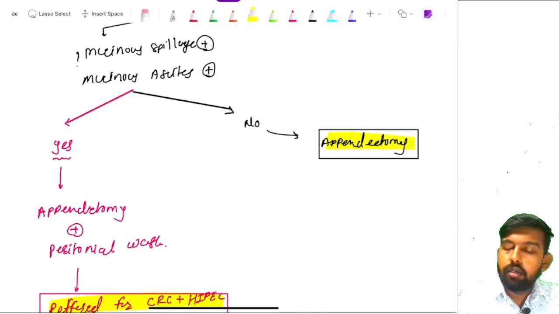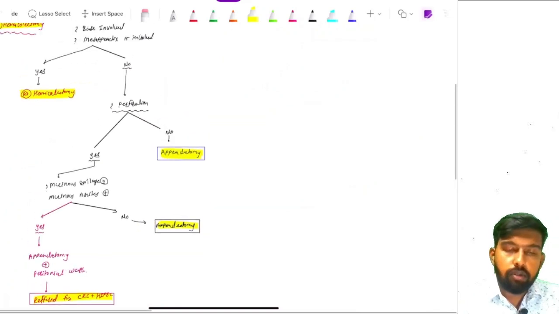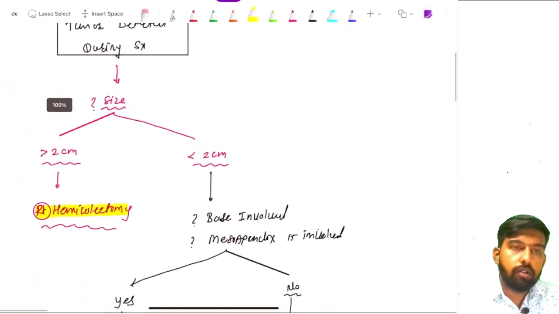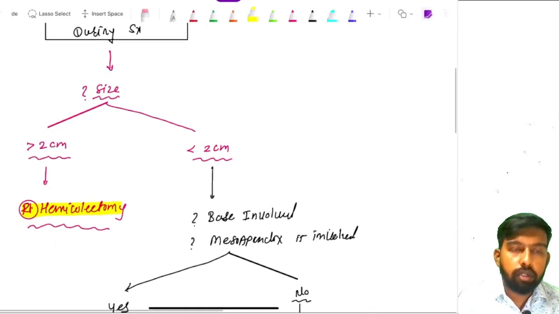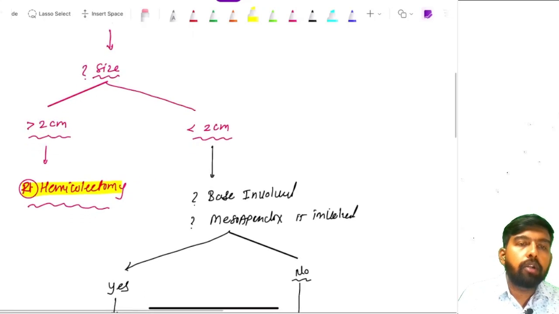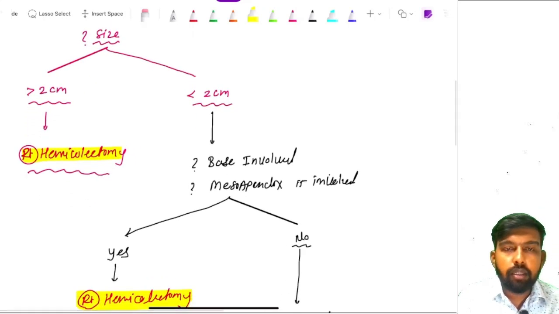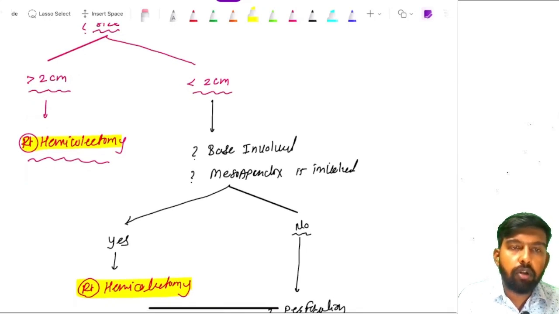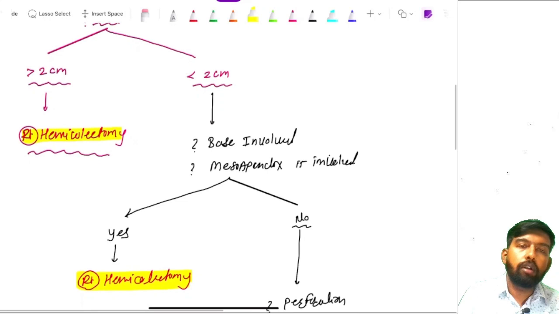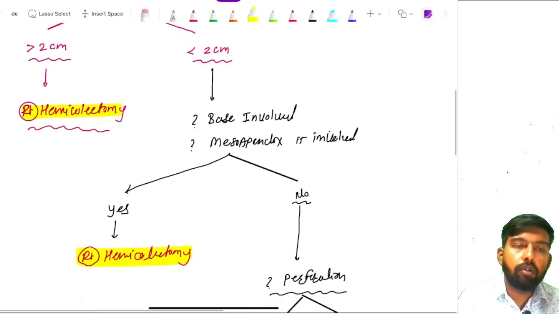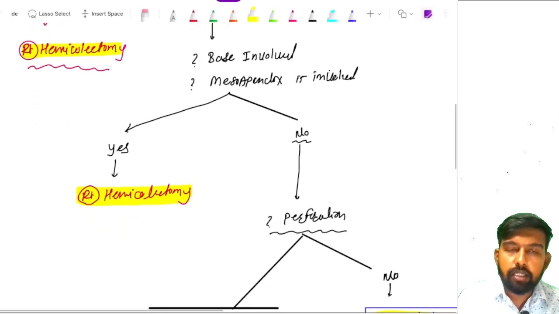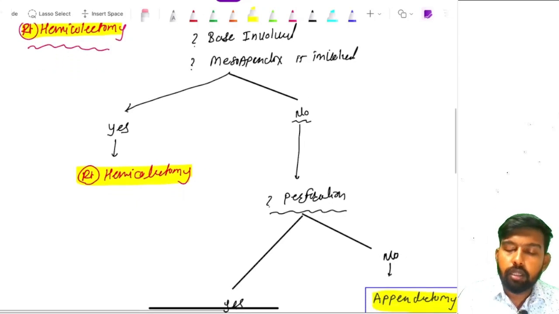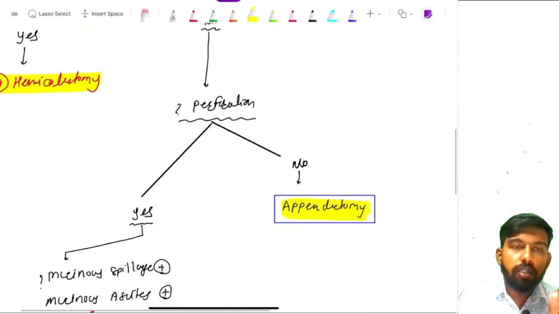So this is the approach when the tumor is detected during the surgery. Just see, first we have to see the size of the tumor. If the size is more than 2 centimeter, directly proceed to the hemicolectomy. If the size is less than 2 centimeter, then we should know if the base or mesoappendix is involved. If the mesoappendix and base are involved, then we should again go for a right hemicolectomy. But if the base is not involved and the mesoappendix is not involved, then we should look for the perforation. If there is no perforation, only appendectomy is sufficient.